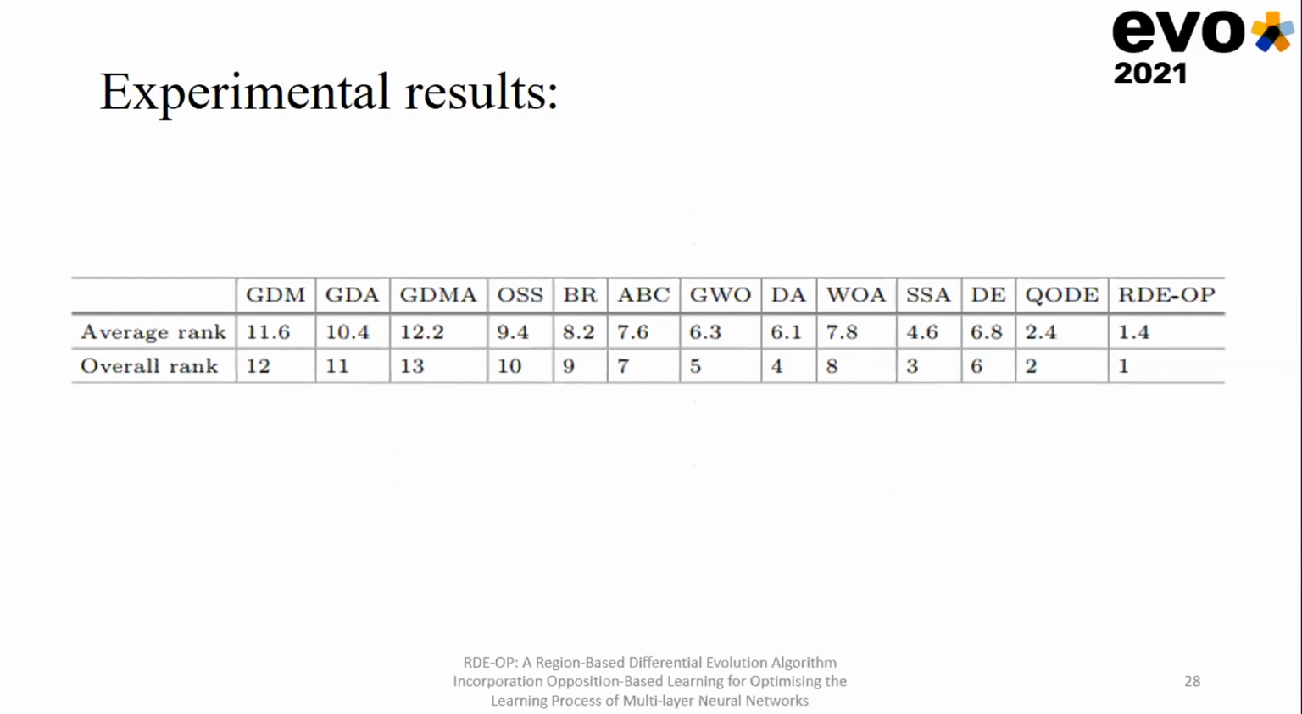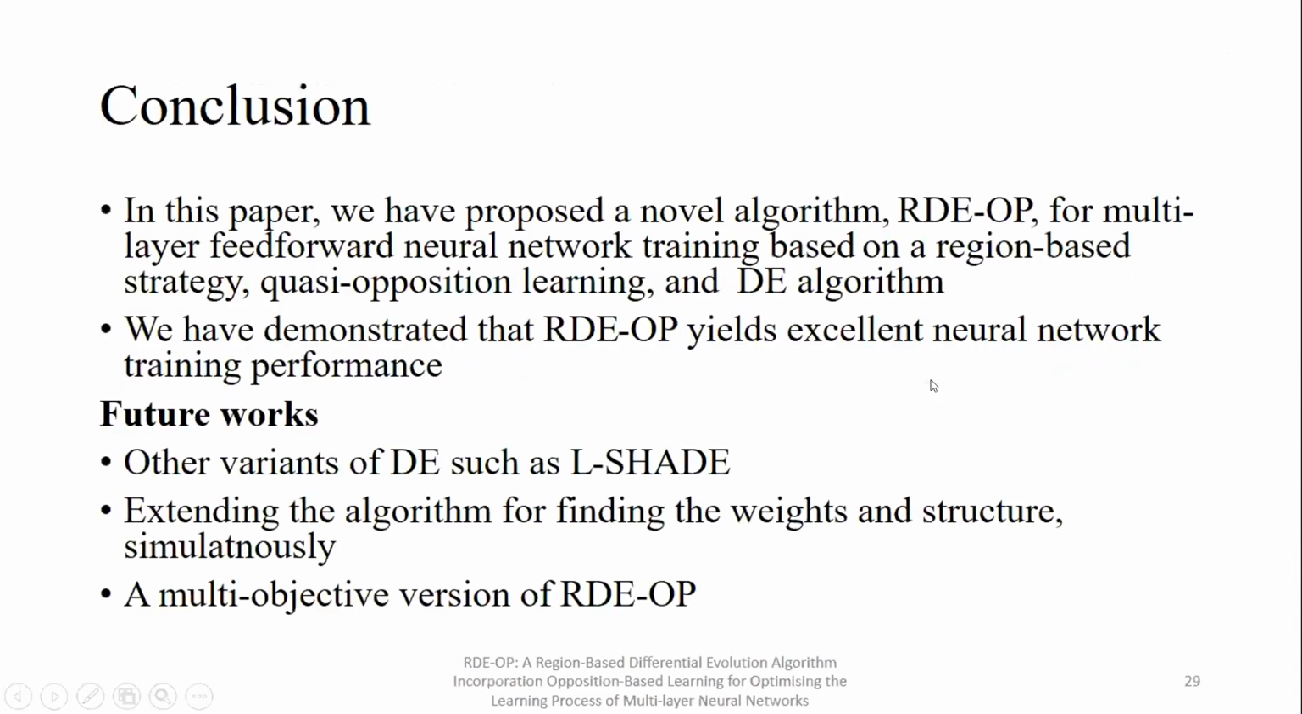QODE. And here we integrate all the ranks in a table. You can see that RDE-OP obtained the first rank, and second rank went to QODE, while the third rank belonged to the SSA algorithm.